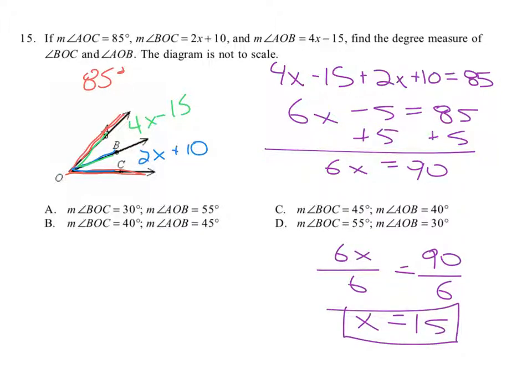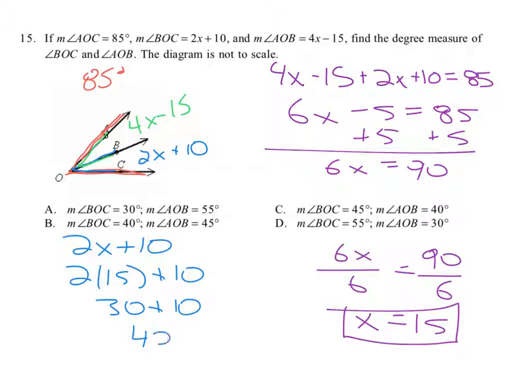That's what x is. They're not asking us what x is, though. They're asking us what the angles measure. What is the degree measure of BOC, which is the blue one? So we take 2x plus 10. Let's do it in blue so you can associate them together. Okay, 2x plus 10. And then we substitute in what we found x to be equal to, 15, plus 10. 2 times 15 is 30, plus 10 is 40. So that angle measures 40, and B is the only answer that has that.